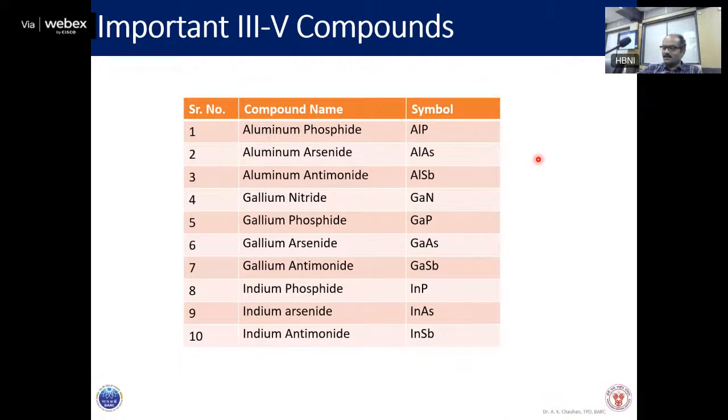So these are the important 3-5 compounds. These are aluminum phosphide, aluminum arsenide, aluminum antimonide, gallium nitride, gallium phosphide, gallium arsenide, gallium antimonide, indium phosphide, indium arsenide, and indium antimonide.